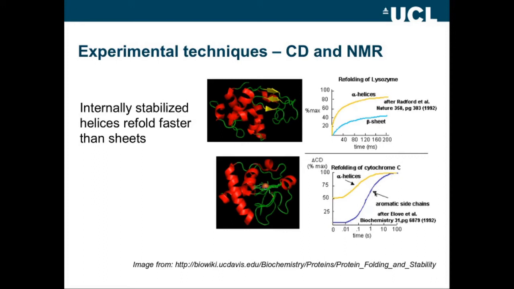And here we're monitoring aromatic side chains, so you can see that as the alpha helices form, the aromatic side chains are also starting to move into the correct positions. Now, the reason, of course, that we see the alpha helices forming more quickly than the beta strands is that they are internally stabilized. Remember that the hydrogen bonds in an alpha helix are within the helix, whereas the hydrogen bonds that stabilize a beta sheet are between separate strands which have to come together in space.